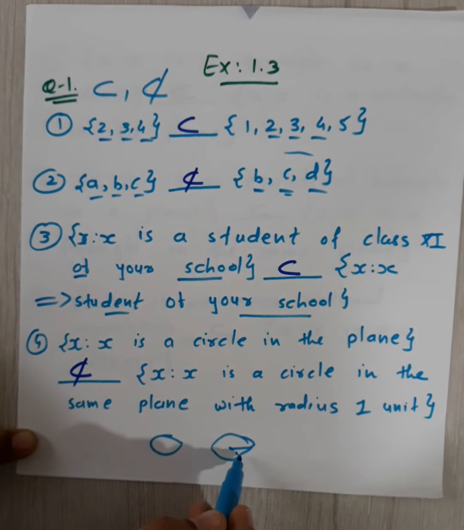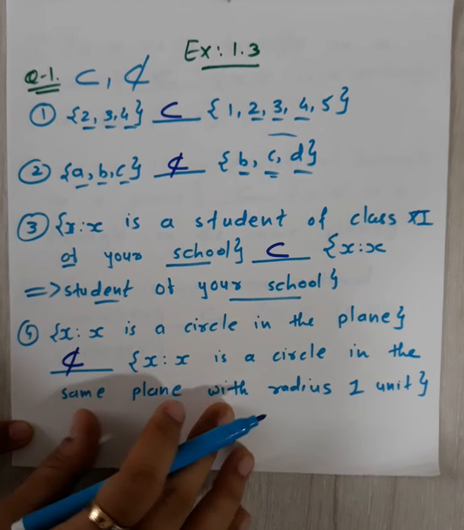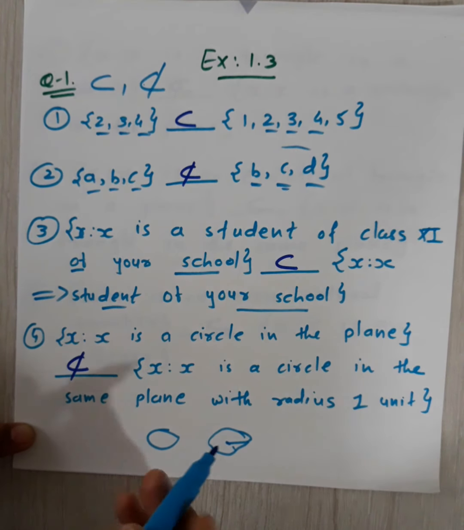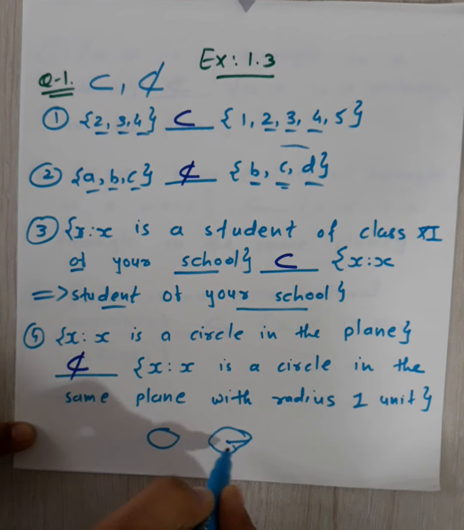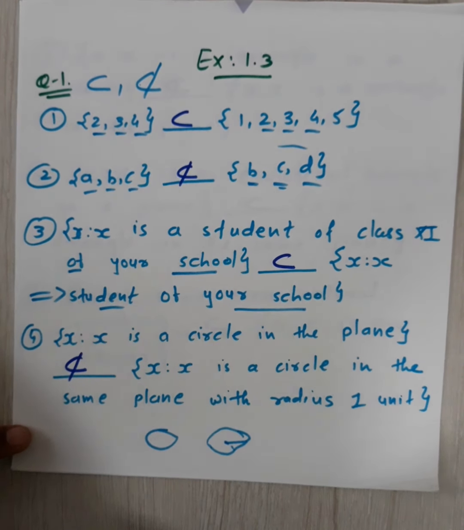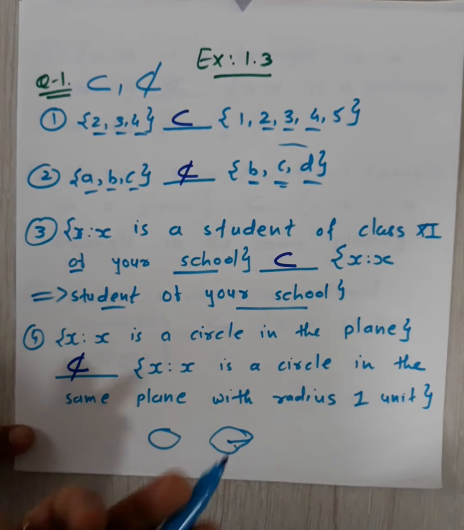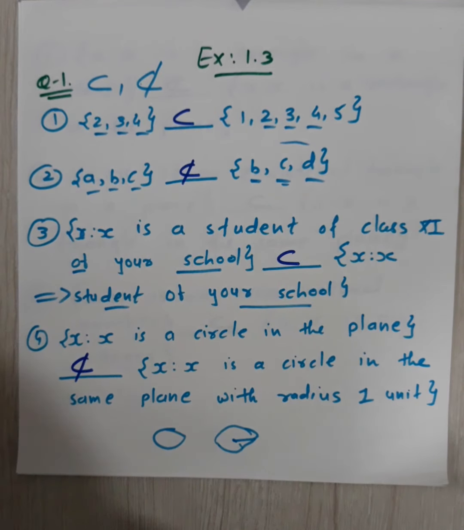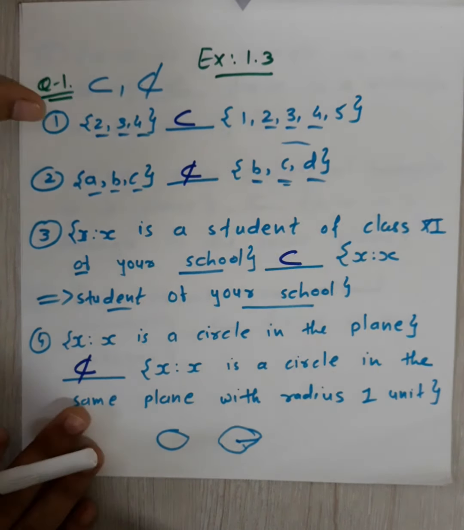If we draw a circle taking radius 1 unit, okay, one circle is formed. But it is not necessary that a circle in the plane is a subset of this. Both are different. It may be possible that both are different. So it is not a subset of the circles with radius 1 unit.